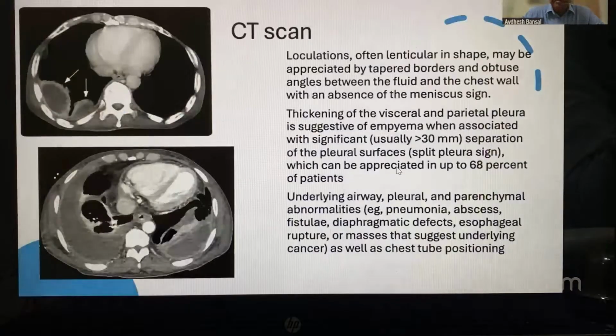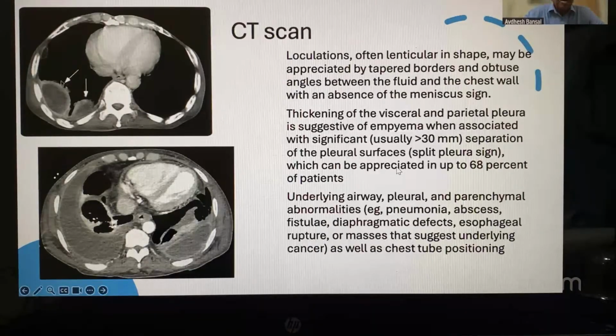But CT scan is very, very important, and CT scan is supposed to detect even 2 to 5 ml of fluid, and that is what is claimed. So what does it show? It shows loculation very clearly, which is lenticular in shape.